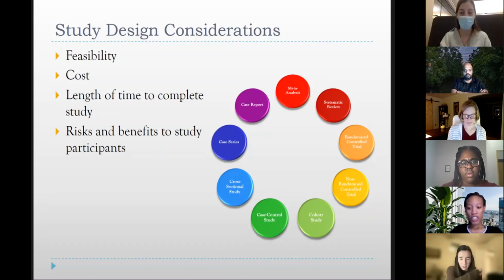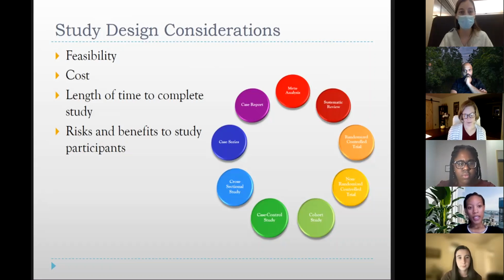A second consideration is cost. And so is there a cost, for instance, for data acquisition, or if you're going to conduct a survey, do you have funds for survey implementation? Does your department have funds to cover any expenses incurred, such as participant incentives or funds for data analysis or publication fees and things of that nature? So there are a lot of costs that you have to consider.